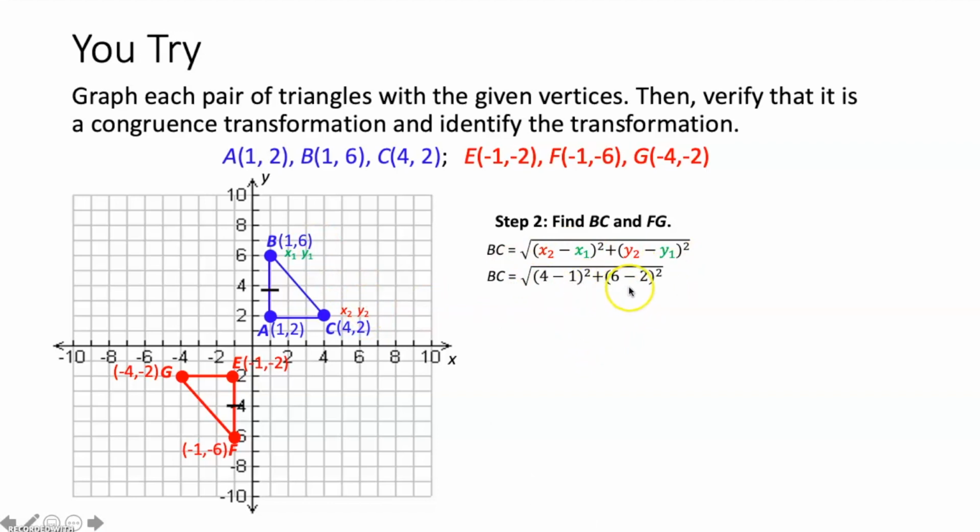4 minus 1 gives you 3. 6 minus 2 gives you 4. 3 squared is 9. 4 squared is 16. 9 plus 16 gives you 25. And the square root of 25 is 5. Therefore, the measure of segment BC is 5 units.